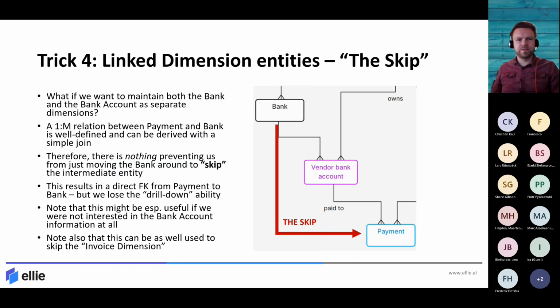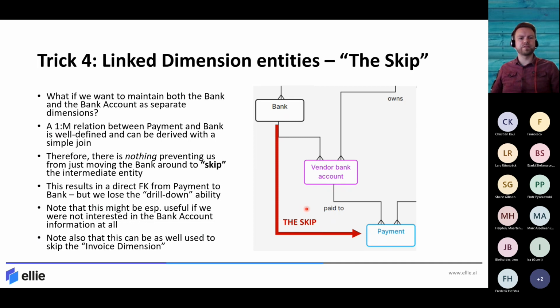So if you want to avoid that, I call this maneuver the skip. So if we have a path from the fact to a dimension here, and it's well defined, one bank account per payment, one bank per bank account, we can just easily skip this intermediate entity and link in our dimensional model, directly link the bank dimension into the fact. No problem at all. This is a one-to-many relationship, and in whatever ETL, ELT code we have that generates our dimensional model from whatever, we can determine the direct foreign key from a payment to a bank because we know the bank account in between.